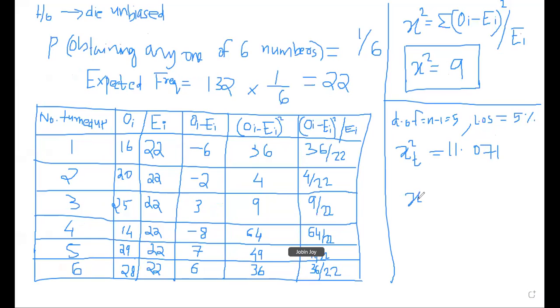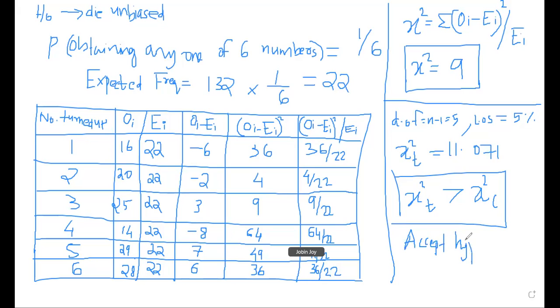You can see the chi-square table value is greater than the chi-square calculated value. That means you accept the hypothesis. Accept the hypothesis, which means the die is actually unbiased.